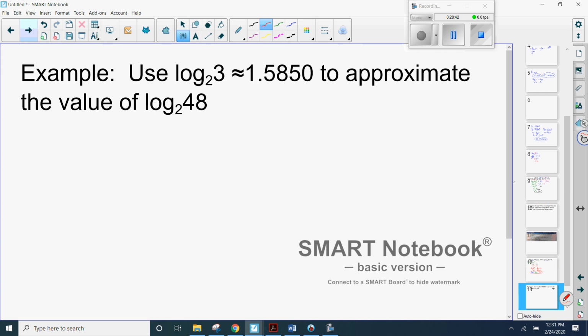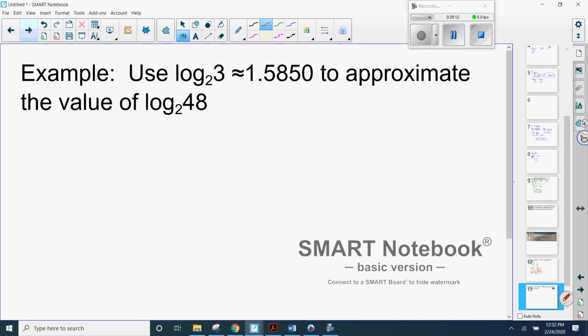So here we go. Here's an example. Use log base 2 of 3, which is approximately equal to 1.5850, to approximate the value of log base 2 of 48. Before they had calculators, they used to use these tables before the calculators were programmed to do this. So we need to think about getting this into a format that we can use. 48.